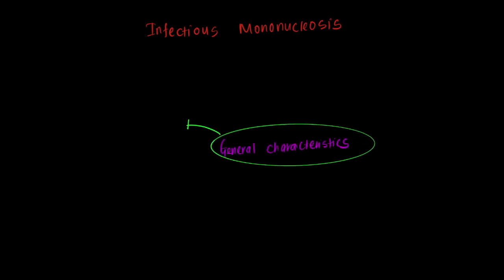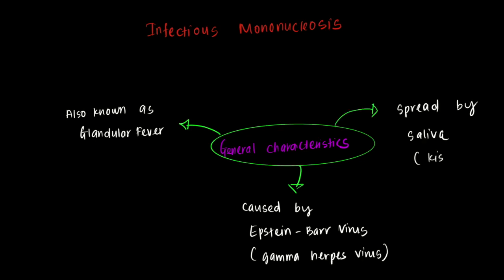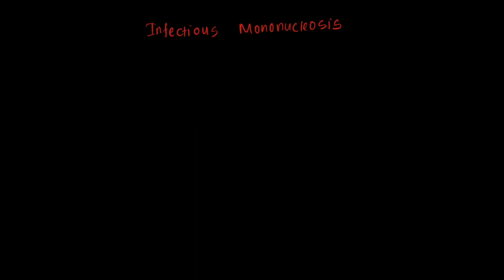Hey guys, in this video we will discuss infectious mononucleosis. Infectious mononucleosis is also known as glandular fever. It is caused by Epstein-Barr virus, which was previously known as gamma herpes virus 4. This virus spreads by saliva, most commonly through kissing, and this is why this disease is prevalent mostly among teenagers. Now, let's go through the clinical features of infectious mononucleosis.